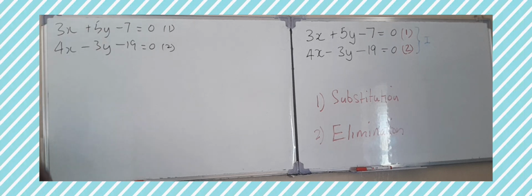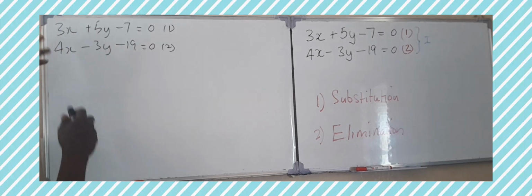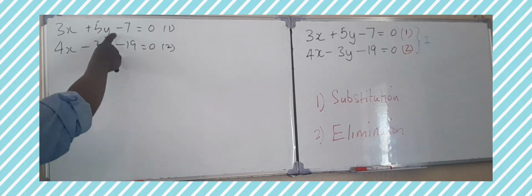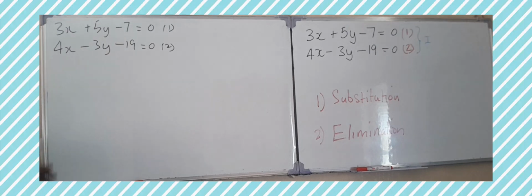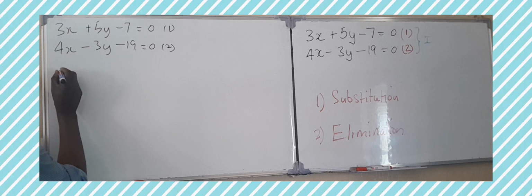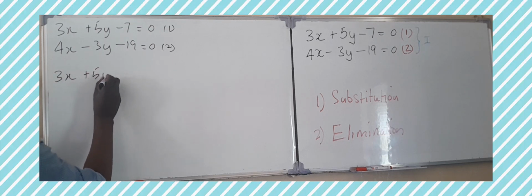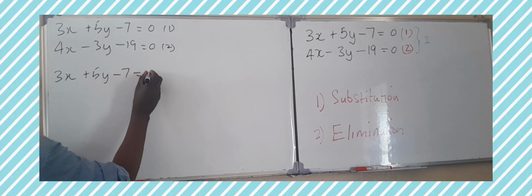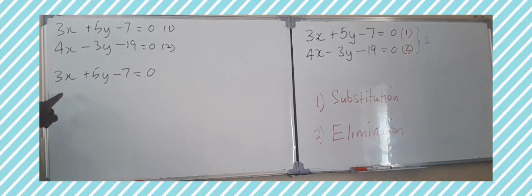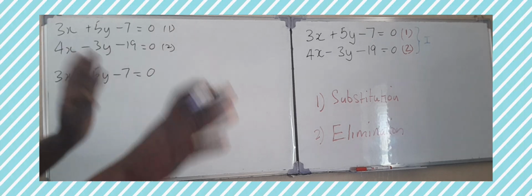So in order to do that, you take one of the equations, either equation number 2 or equation number 1, and you express one of the variables in terms of the other. For example, let's take equation number 1. I'll rewrite it over here. So we have 3x plus 5y minus 7 is equal to 0. We want to express x in terms of y. In other words, we want to leave x on one side and everything else on the other side.